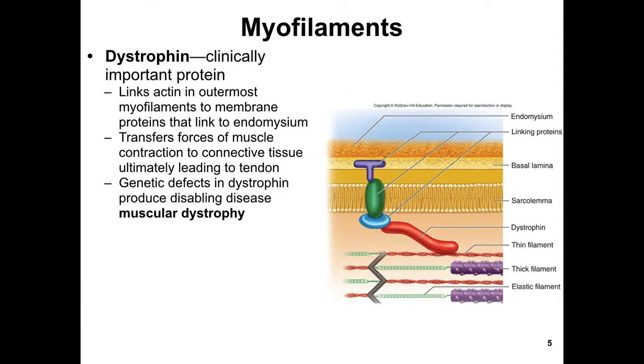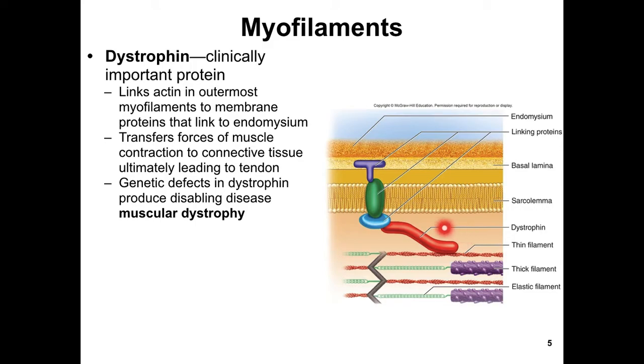One more important, and in this case very clinically important protein, is dystrophin. So right now, all we've been talking about is the contraction and relaxation of these myofibrils. Well, why would a myofibril contracting necessarily cause the entire cell to contract? In order for a contracting myofibril to cause the cell to contract, it would need to be hooked to the surface of the cell. And that's what dystrophin does.